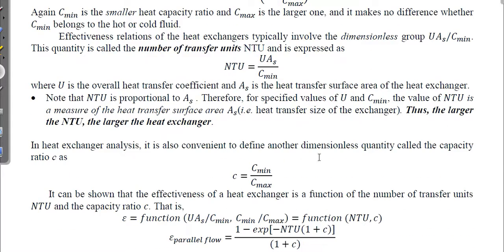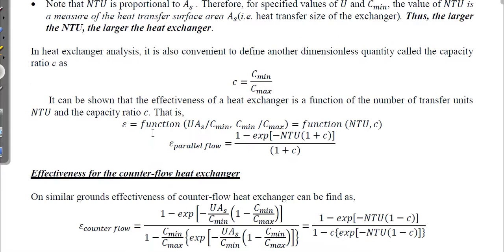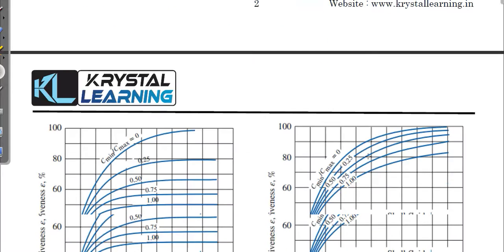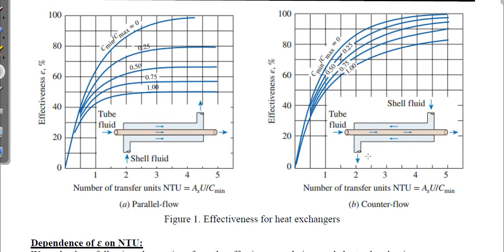Then C is defined as the capacity ratio, that is C minimum upon C maximum. So effectiveness is a function of NTU and C. For parallel flow, this reduces to an expression with e to the power minus NTU in terms of NTU and C. Similarly for counter flow also, in terms of NTU and C. You might have seen this graph.